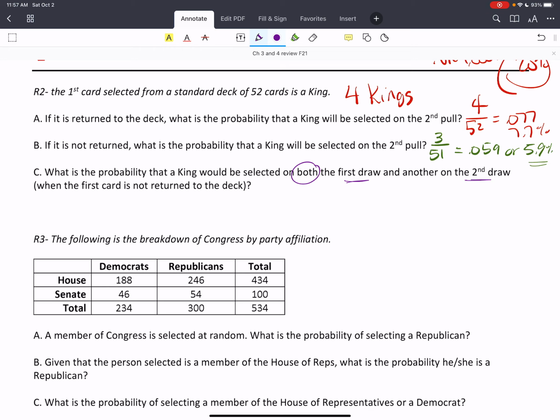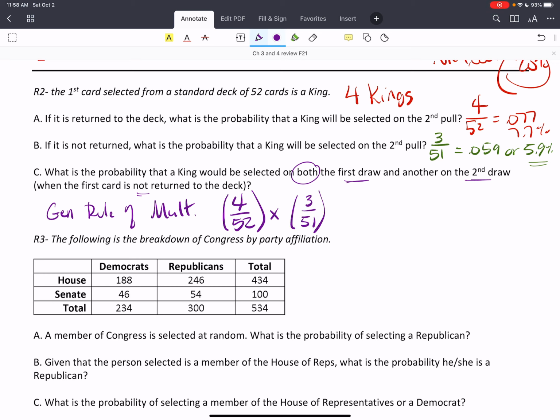Without replacement, when the first card is not returned. So for this, we're going to use what we call the general rule of multiplication. Okay, and so what's the basic classical probability that it's a king on the first draw? Well, we found that is 4 out of 52. And then what's the probability we pull a king on the second? Well, that's 3 out of 51.